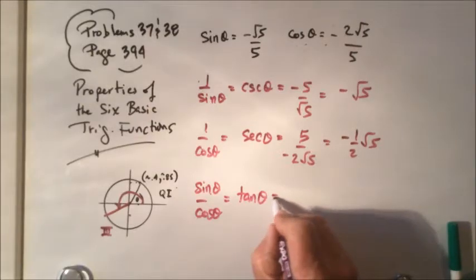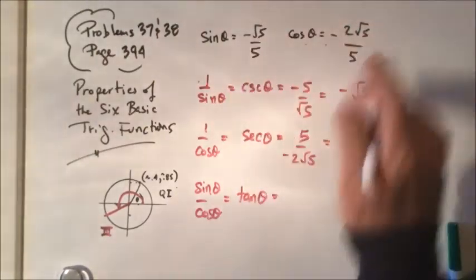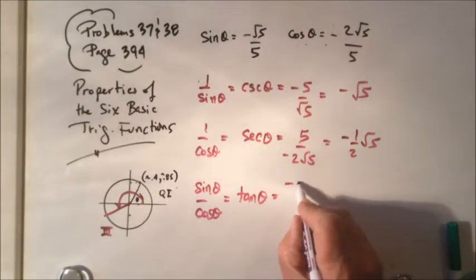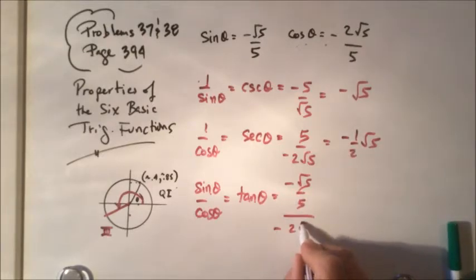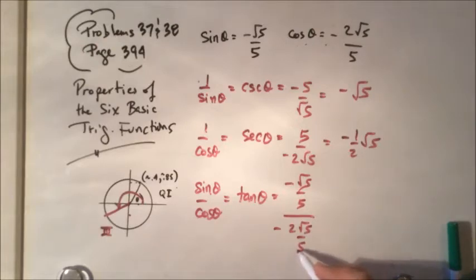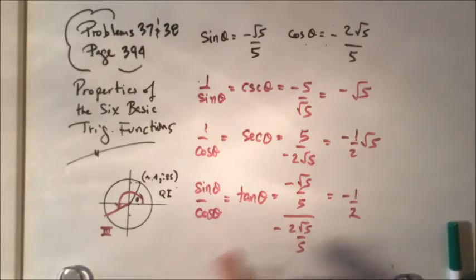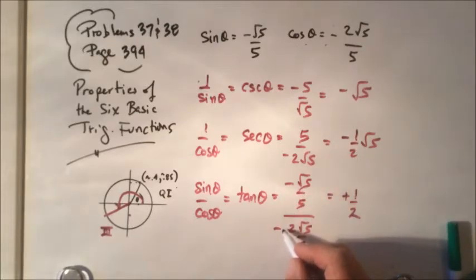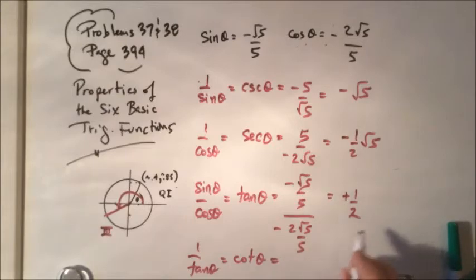The sine over the cosine is still the tangent. This is maybe a little bit interesting, barely. To work it out this time so you can see it, the sine is minus root 5 all over 5. The cosine is minus 2 root 5 all over 5. So if I multiplied top and bottom by 5, I would cancel these 5s, this would cancel and I'd end up with plus 1/2 since the minus signs cancel. And 1 over the tangent is equal to the cotangent, and that must be equal to 2.